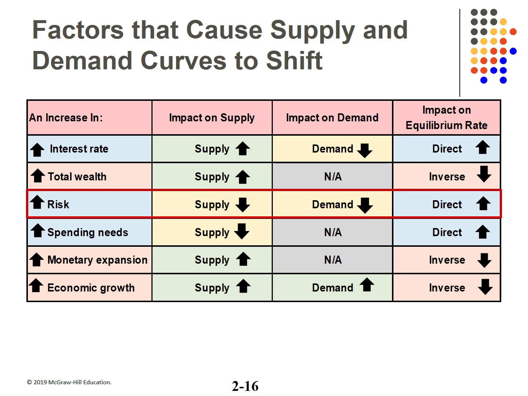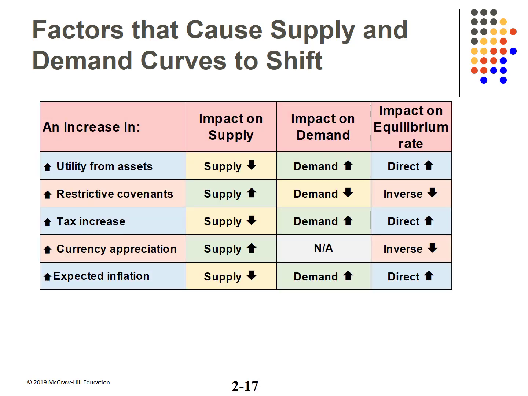Increased risk causes supply to decline as investors are less willing to invest in riskier assets. Demand also declines as borrowers are less willing to borrow. With decreased supply, rates increase. Increased immediate spending needs cause supply to decline and rates to increase. Increased monetary expansion increases supply and inversely impacts rates. And finally, an improved economy affects both the supply and demand curves and inversely affects rates.